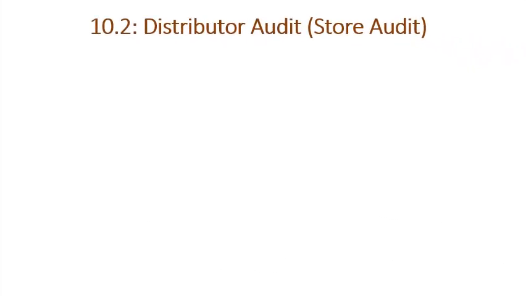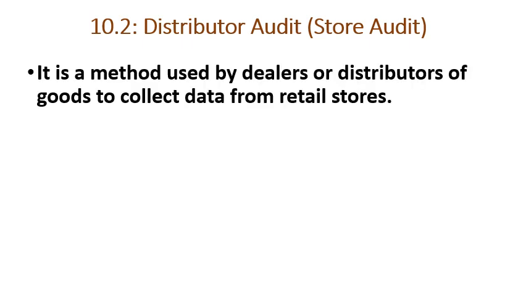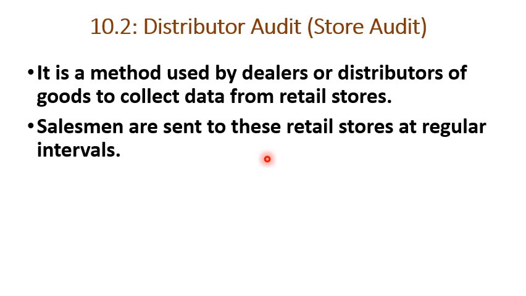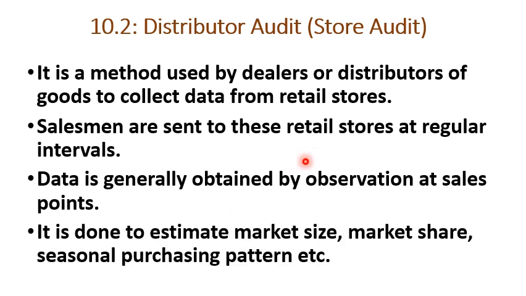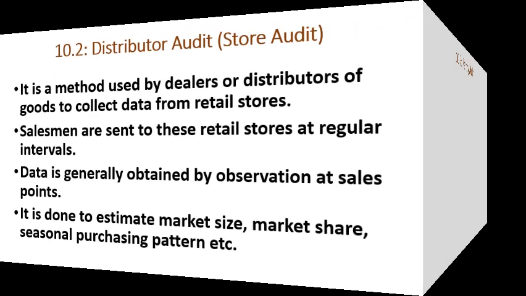The next one is distributor audit or store audit. It is a method used by dealers or distributors of goods to collect data from their retail stores. These dealers send salesmen to these retail stores at regular intervals. Data is generally obtained by observation at sales points by the salesmen sent. Then it is done to estimate market size, market share, seasonal purchasing pattern, etc.